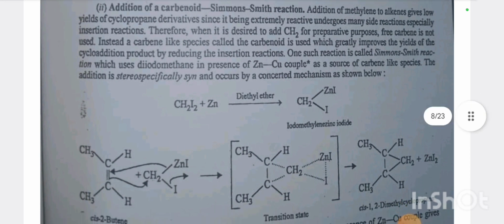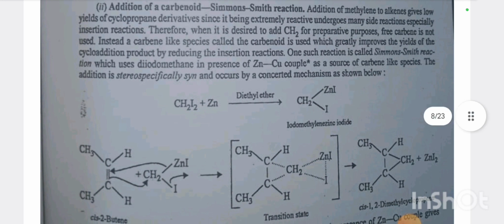Addition of carbenoids: Simmons-Smith reaction. Addition of methylene to alkenes gives lower yields of cyclopropane derivatives, since, being extremely reactive, it undergoes many side reactions, especially insertion reactions.